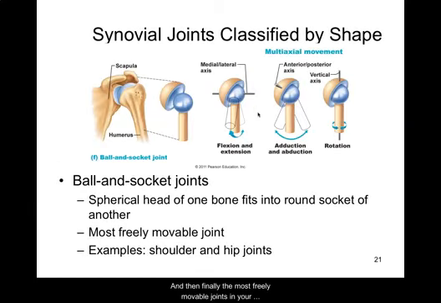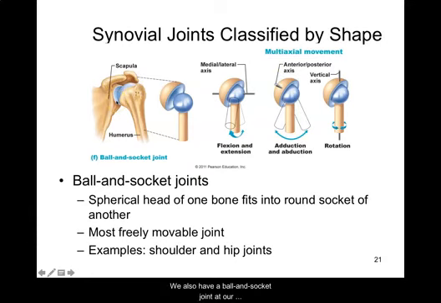And then finally, the most freely movable joints in your body give us multi-axial movement. And the example that we have here is a ball and socket synovial joint. Ball and socket joints are when a rounded, ball-shaped end of one bone fits into a concave, rounded socket of another bone. A ball and socket joint exists at your shoulder. It's the joint between the head of the humerus and the glenoid cavity of the scapula.